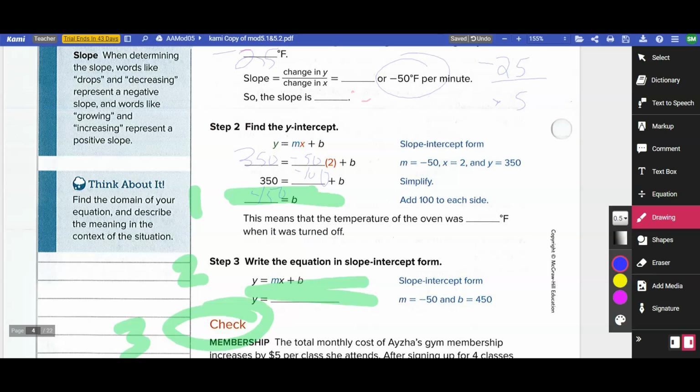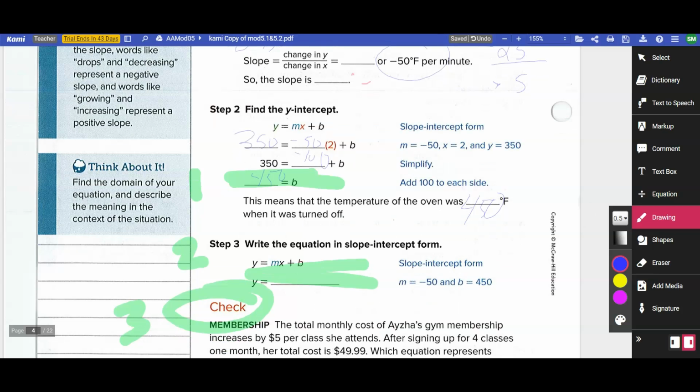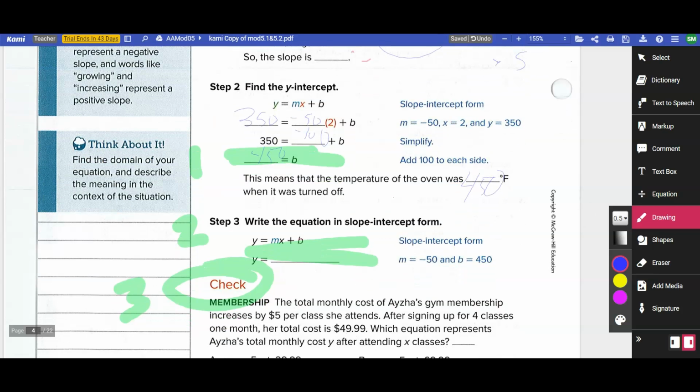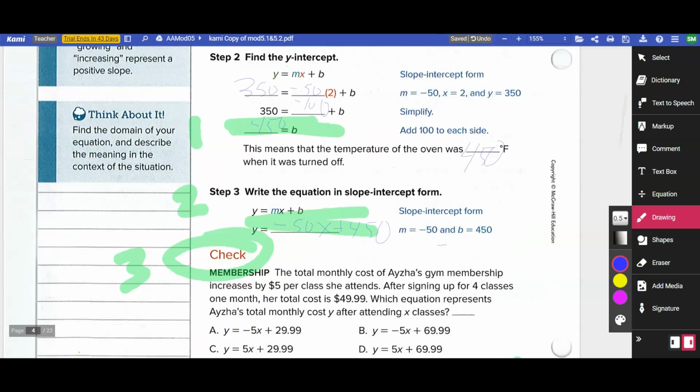Now that you have your 450, what does that mean? Well, this means that the temperature of the oven was 450 degrees when it's turned off. That's pretty high. That's a hot oven. Okay. Write it in slope-intercept form. No big deal. Put in what you know. Y equals negative 50x plus 450. That helps us to figure out the different times. Not that you're going to use a formula for that in real life, but it's using it basically.